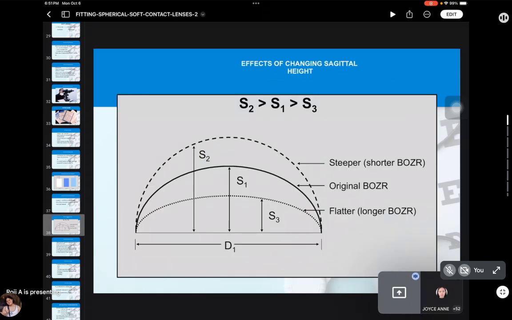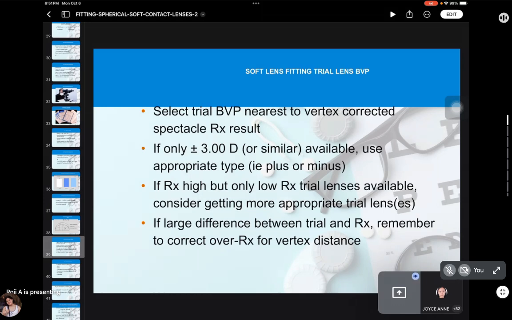So this is the sag height we already talked about. We discussed this earlier. We already know this. Okay, and then for trial lens, as you can see, always look for the nearest vertex corrected spectacle. That's why you compute. Remember, that's why you have your LP computation, right?